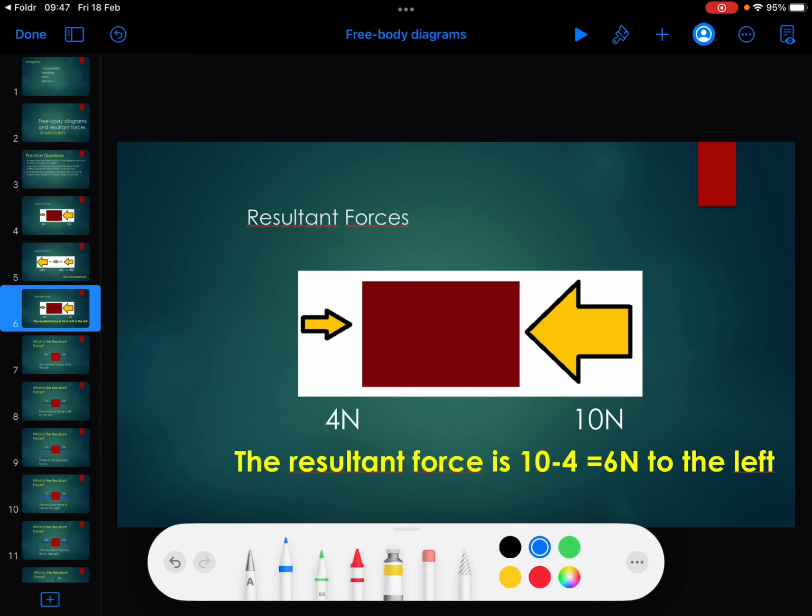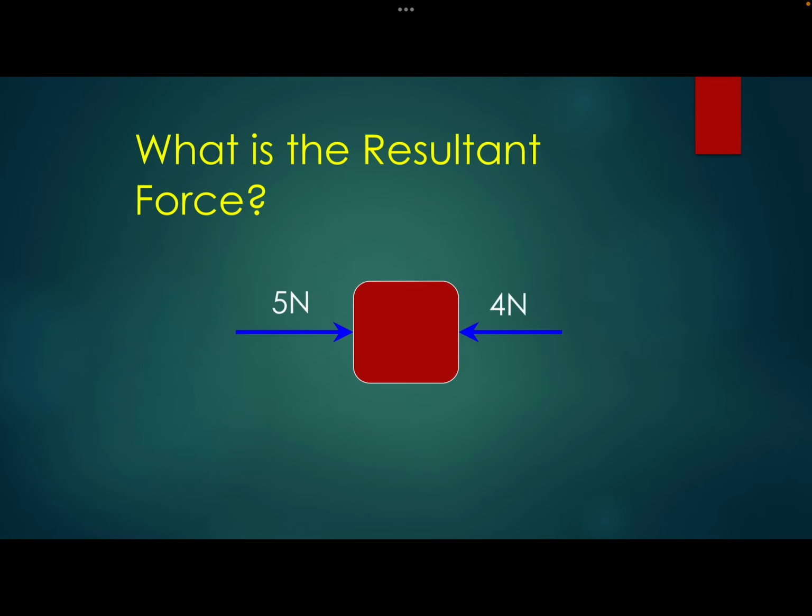So what I would like you to do, please, is pause the video on this slide and write and draw this little diagram and the writing for me. Okay, hopefully you've all got that down. Now, I'm going to show you a series of slides and you just need to look at them. You don't need to do any writing here and just figure out what the resultant force is going to be. So the best way of me doing this is probably like that.